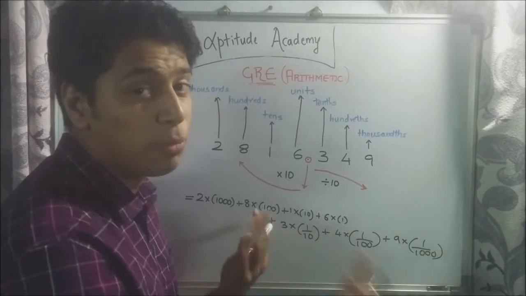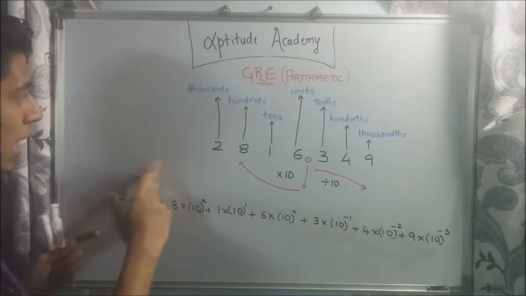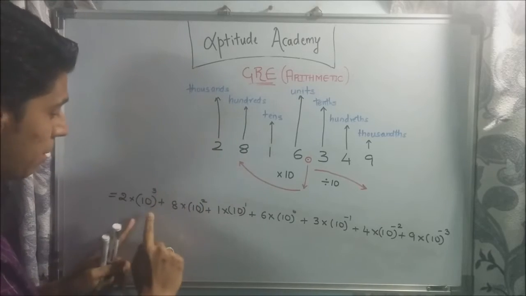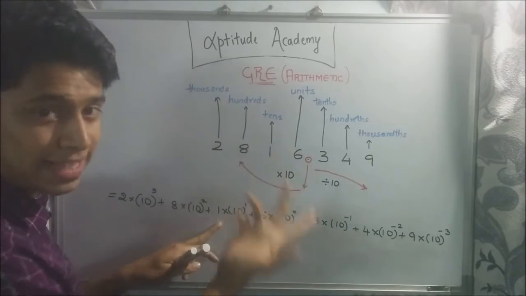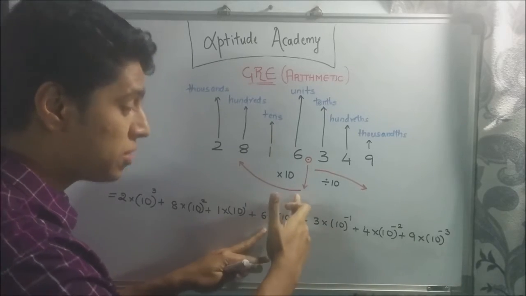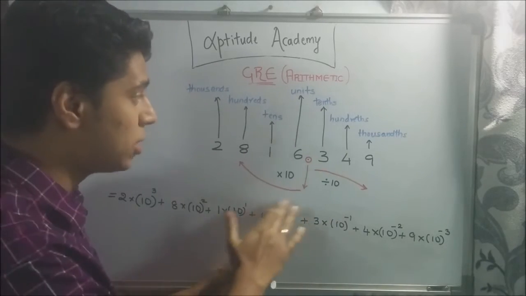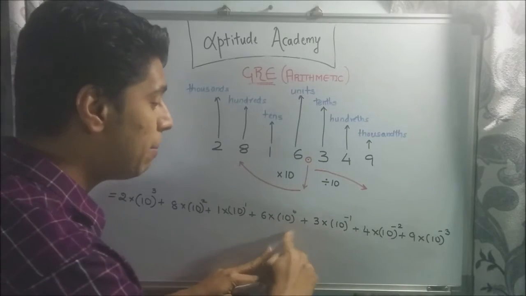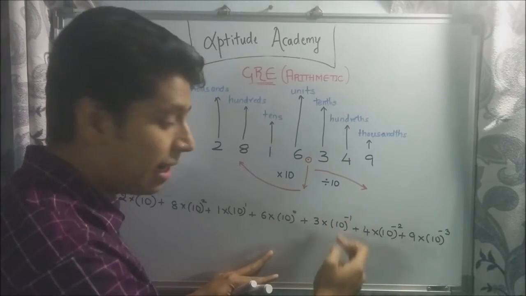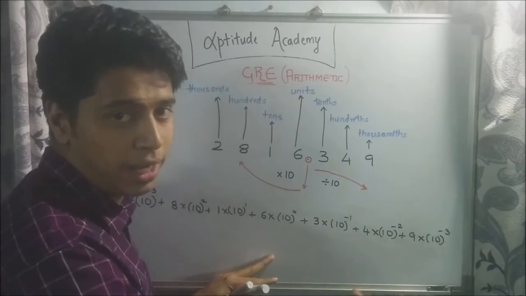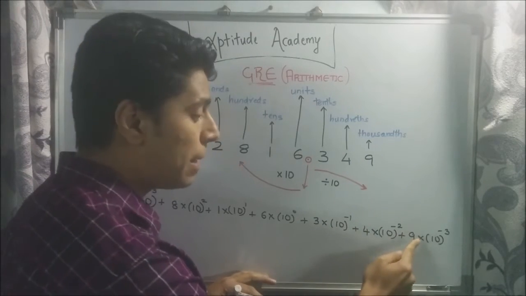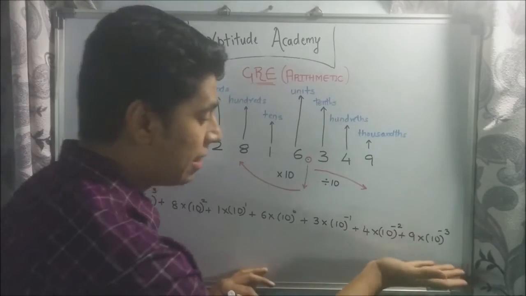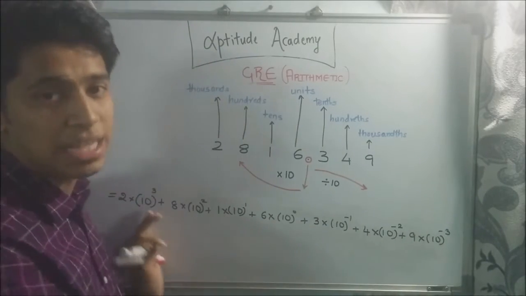Now let's make this a little bit neater. There, that's better. Now we've got 2 into 10 raised to 3, plus 8 into 10 squared, that's 100, plus 1 into 10 raised to 1, that's 10, plus 6 into 10 raised to 0, anything raised to 0 is 1, so 6 into 1, the units place, plus 3 into 10 raised to minus 1. 10 raised to minus 1 is 1 by 10 raised to 1, or 1 by 10. Similarly, plus 4 into 10 raised to minus 2, plus 9 into 10 raised to minus 3. This is how you will split it in the decimal number system.